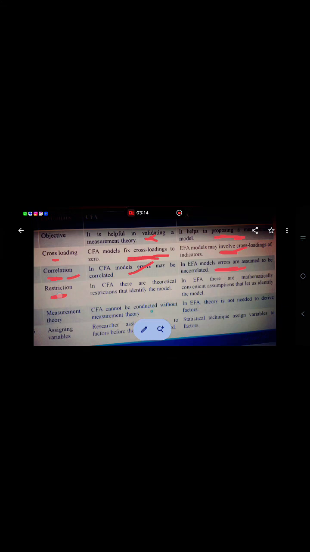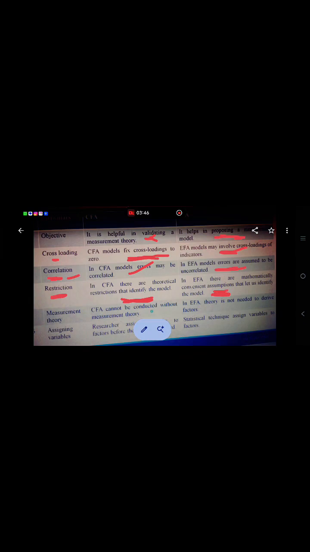Then we have restriction. In CFA, there are theoretical restrictions that identify the model. It means that there is a specific theory which explains that the confirmatory factor analysis will follow a strict theoretical model, while in EFA, there are mathematically convenient assumptions that let us identify the model.